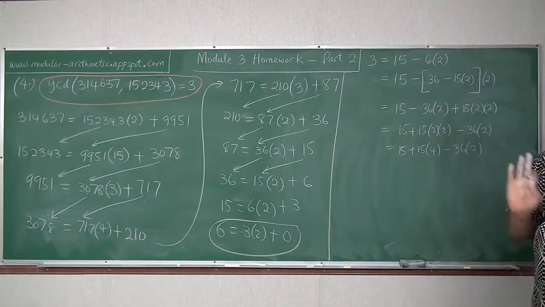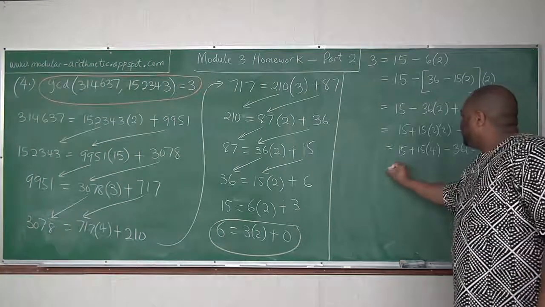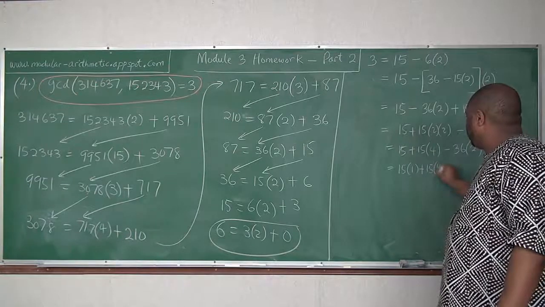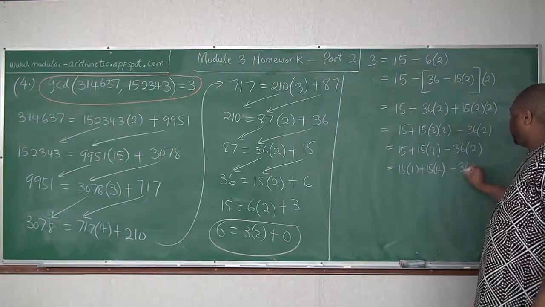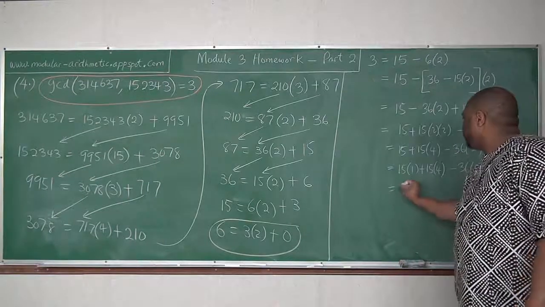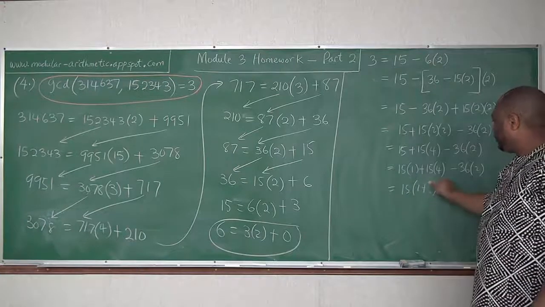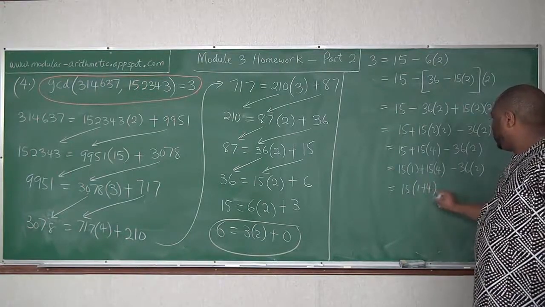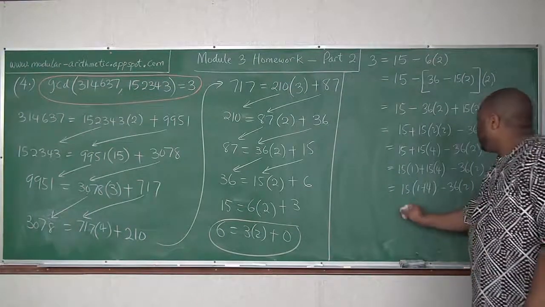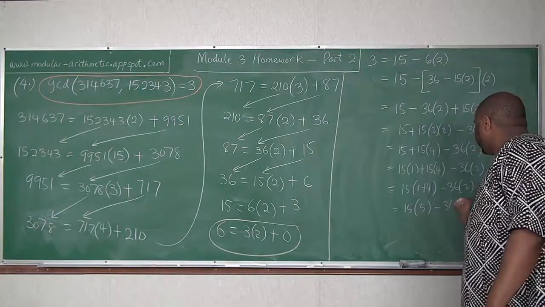I'm just breaking it down, showing my work. Breaking it down. So this means 15 times 1 plus 15 times 4 minus 36 times 2. Okay? So this is 15, 1 plus 4, distributive property. Okay, distributive property minus 36 times 2. And this is 15 times 5 minus 36 times 2.